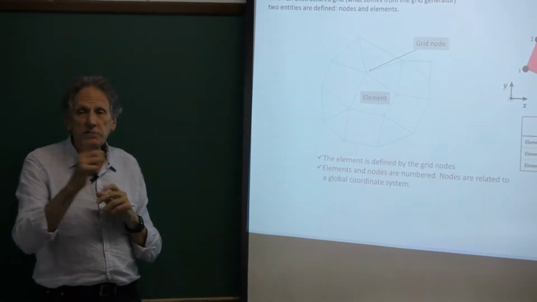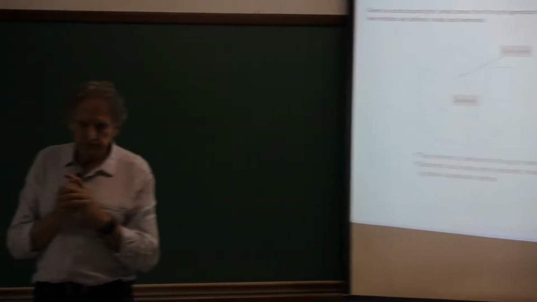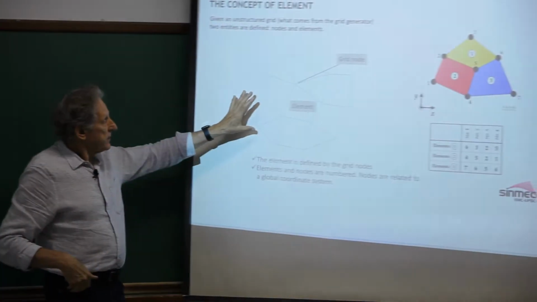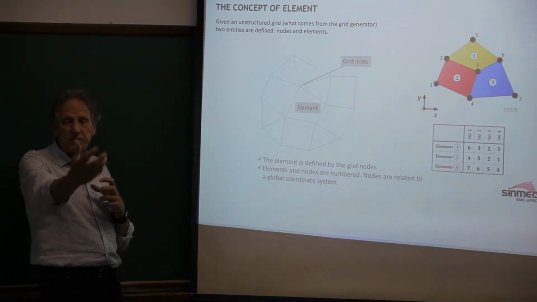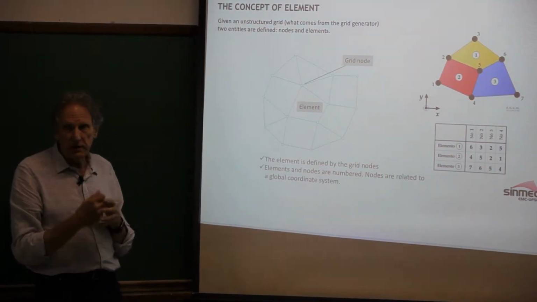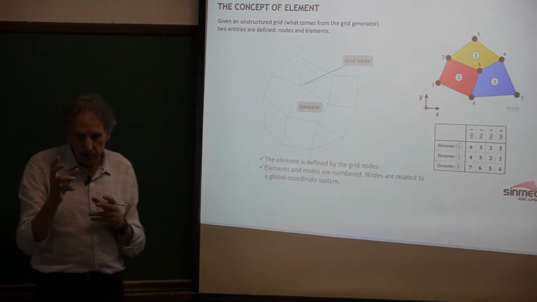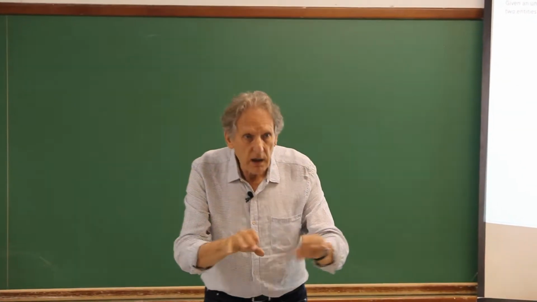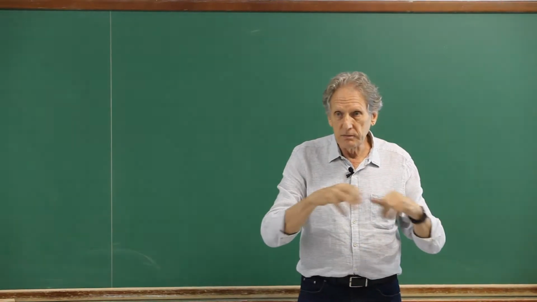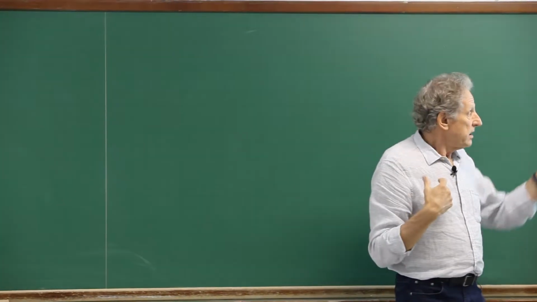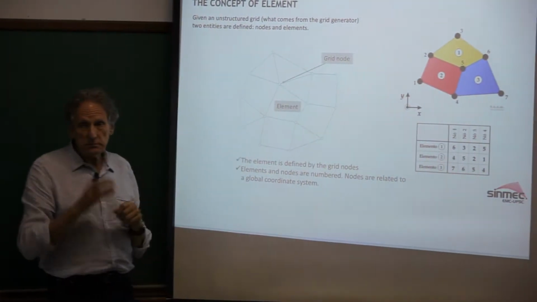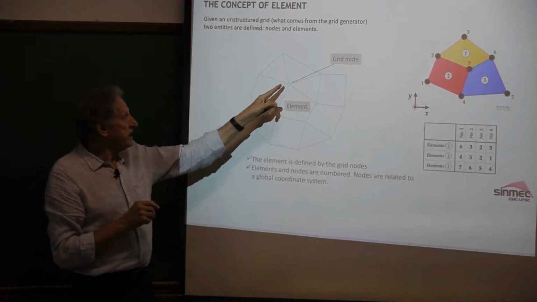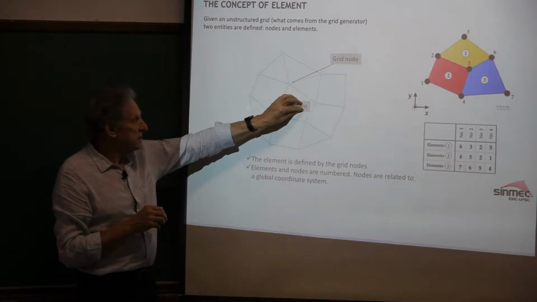Well, let's go and see the concept of an element. What is an element? An element is what comes from the grid, from the grid generator. The grid generator gives us, as a numerical analyst, the person who is going to write a program, the coordinate points, and the coordinate points define an element. And there is the grid node and the element.